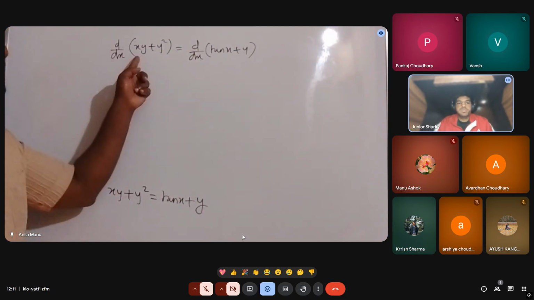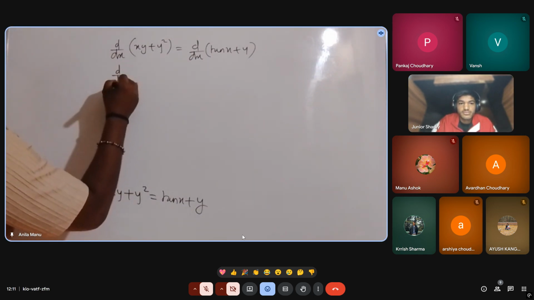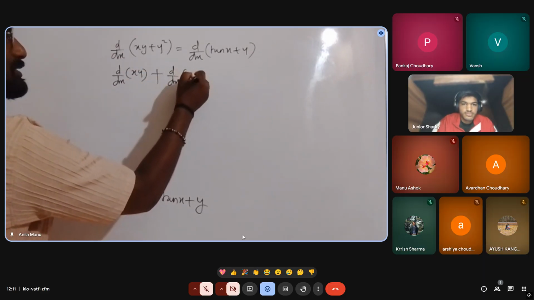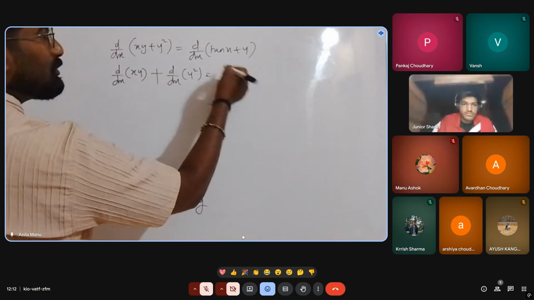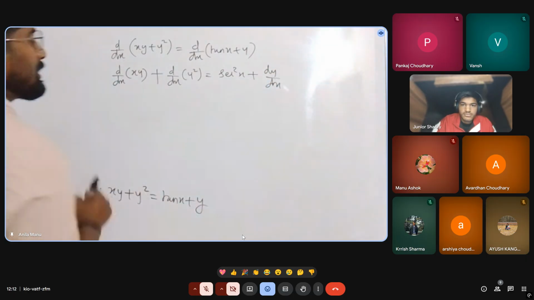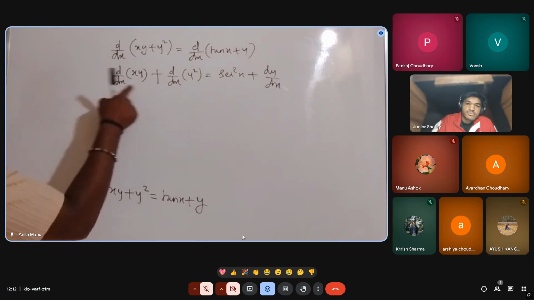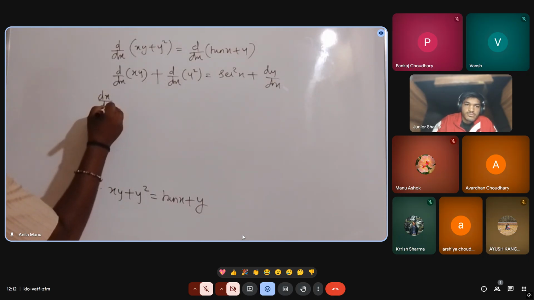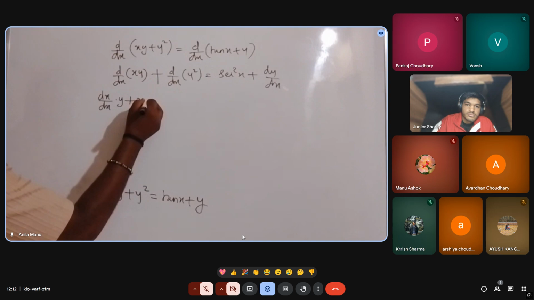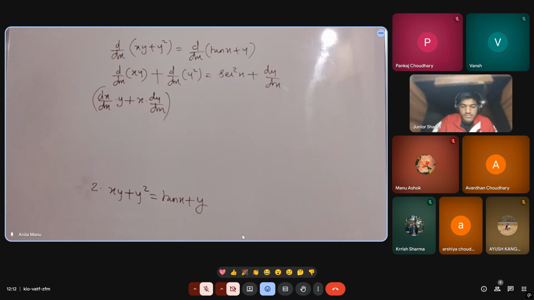Consider the first one, x into y. Here you should use the product rule: d by dx of xy, plus d by dx of y square, is equal to, here directly you can do, derivative of tan x is sec square x plus dy by dx. If I do this part, I have to use the product rule. What is the product rule? Derivative of the first function, that is dx by dx, into the second y, plus first x into derivative of the second, dy by dx. Got it?